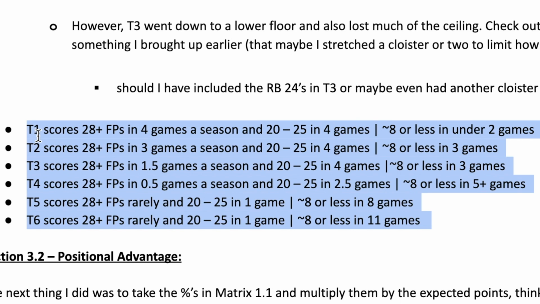And then looking at tier 4, getting to our secondary running backs, there's only about half a game. You can't even fully expect a 28-plus fantasy point game across the season for these players anymore. And as far as 20 to 25 fantasy points, you're looking at 2.5 games a year on average for those types of guys. Roughly 8 points or less in over 5 games. Now the floor is really creeping in for these guys. The ceiling's almost completely gone, dependent upon the specific scoring outcomes across the season for each of those guys. And you can look at the rest there.